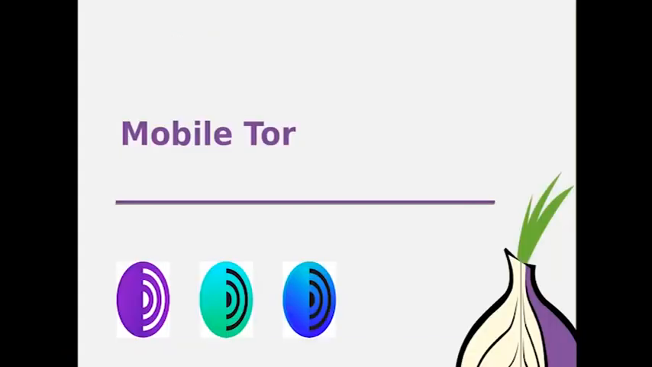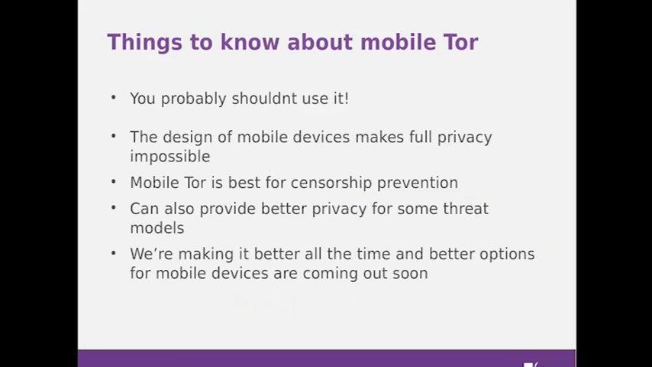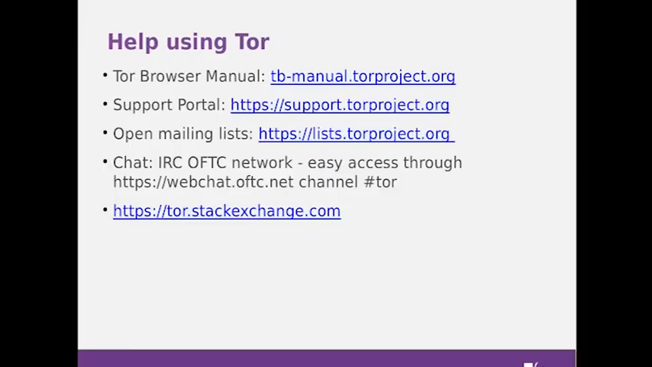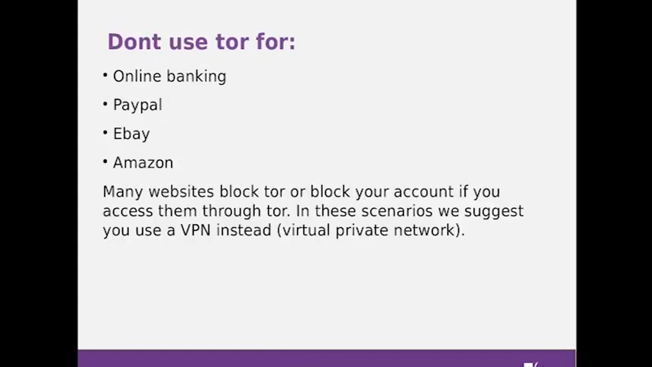Mobile Tor, not so much to talk about that, except that you probably shouldn't use it, I'm afraid. It is available on Android, but mobile phone devices make it very difficult for full privacy to be granted. Yes, it provides an element of censorship prevention, but in terms of anonymity and privacy, it's not really to be relied upon, I'm afraid. Help is available here. Please check it out. Download these slides, check them out.